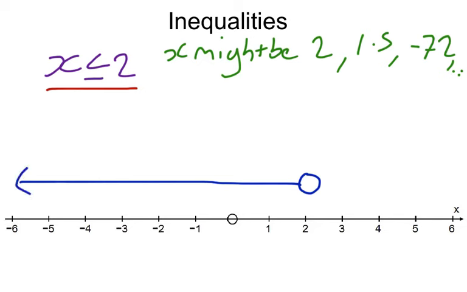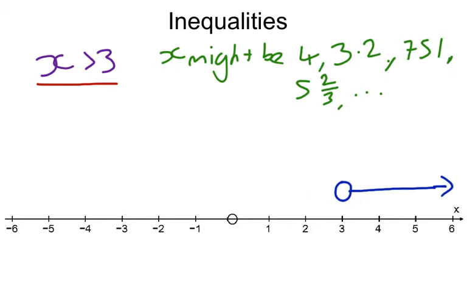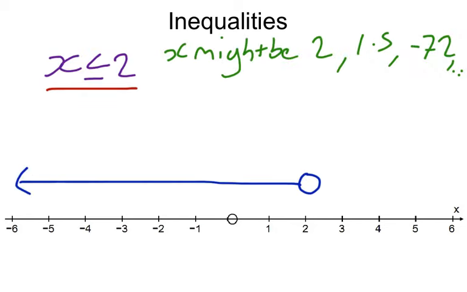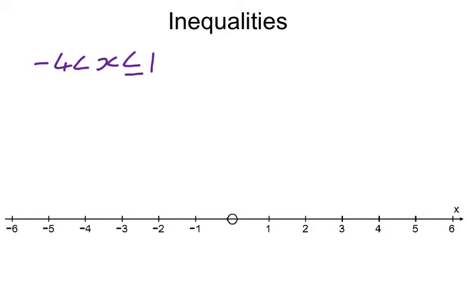Now we must notice there's something different between the symbols. In the previous example, there was no line underneath the symbol, but in this example we have the line, we have the equality part of the symbol, and to show that on a number line we fill in the circle with our pen and colour it in. Okay. Let's have a look at a couple more examples.